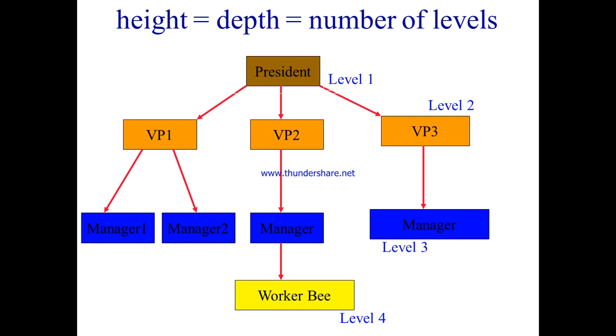And coming to height or depth or number of levels. Whenever you take any tree, what is the height of the tree? How are you going to identify? That is how many number of levels are there. That is nothing but the height of the tree, or also it is called the depth of the tree. For this example, we have 4 levels. So height is equal to 4 or depth is equal to 4. Either the height or depth of the tree is nothing but the number of levels in the tree.